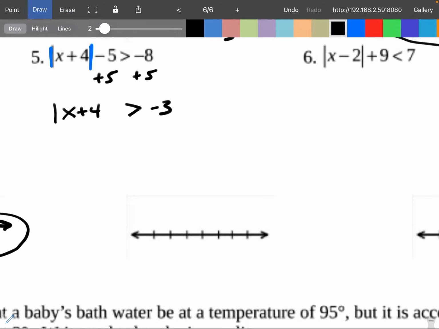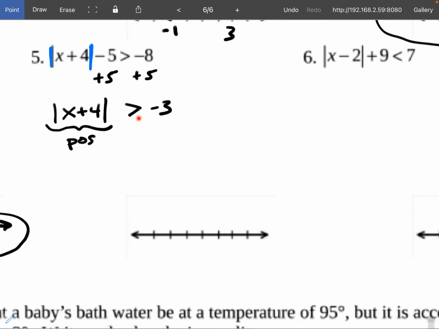Now, do you notice anything weird on this one? It's a negative number on the right. What does this left-hand side always have to be? When you take the absolute value of something, it's always positive. So that left-hand side is positive no matter what. It doesn't matter what quantity is inside there. The absolute value of anything is going to be positive.